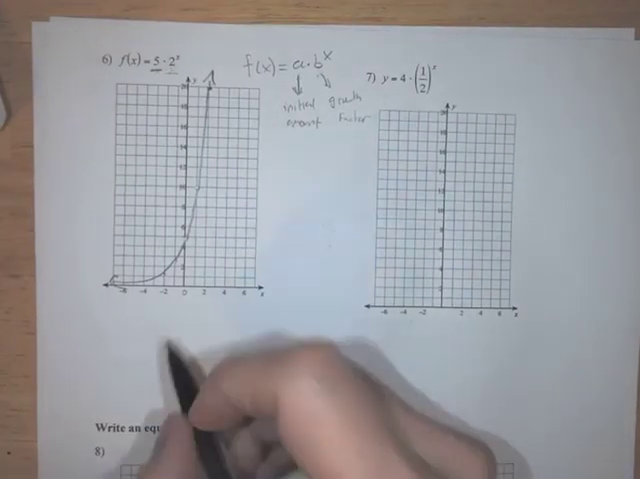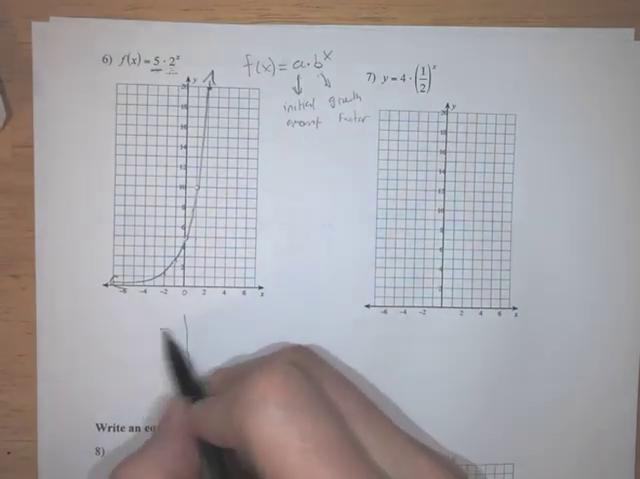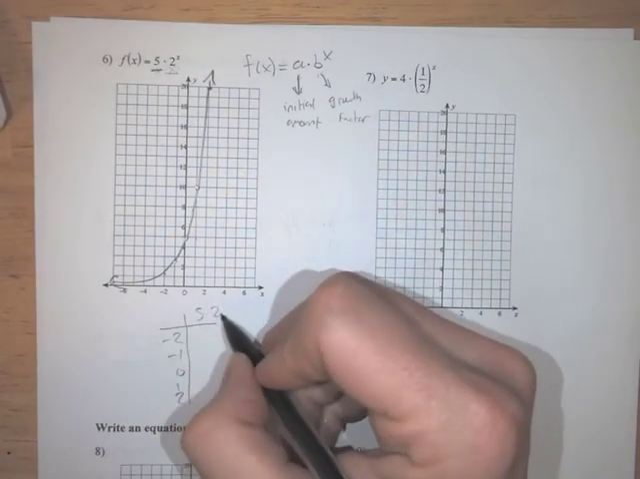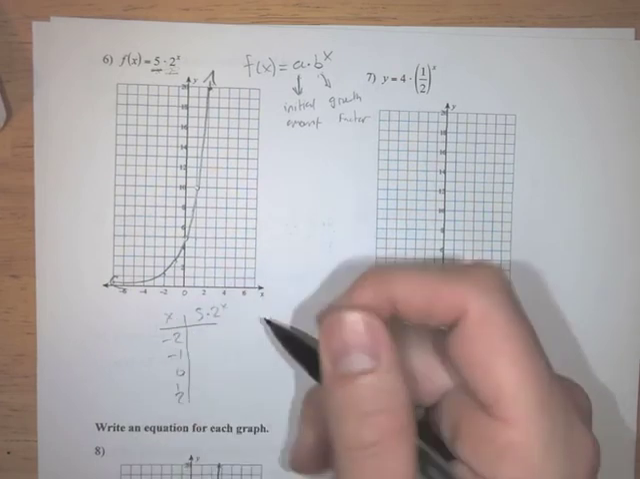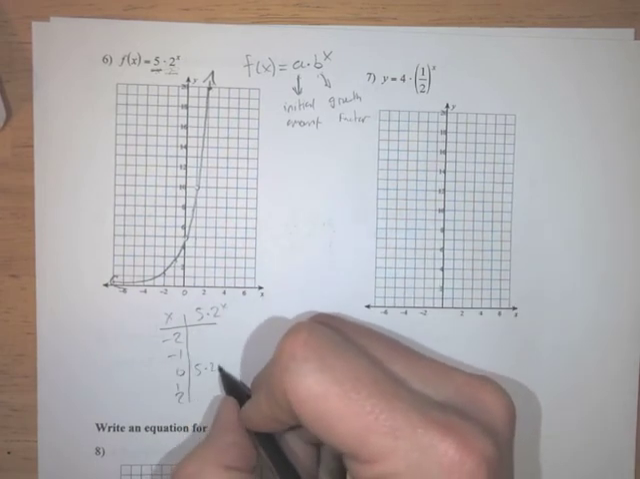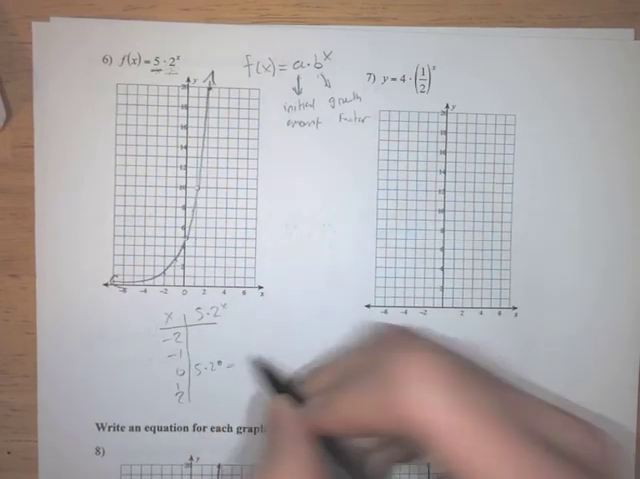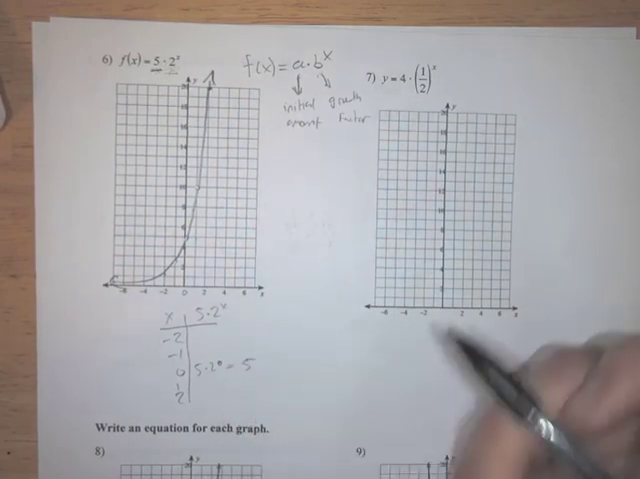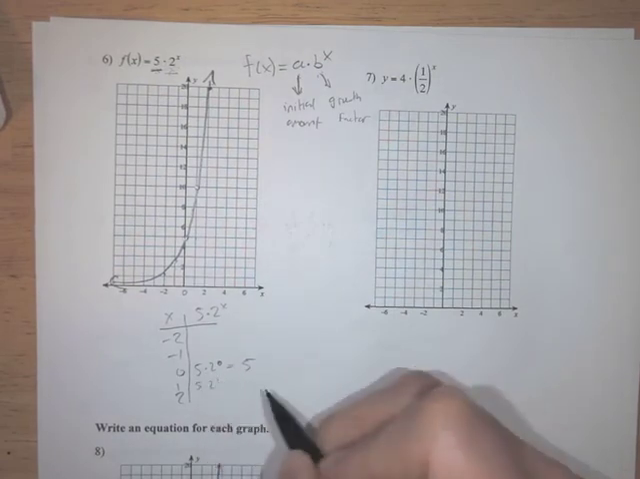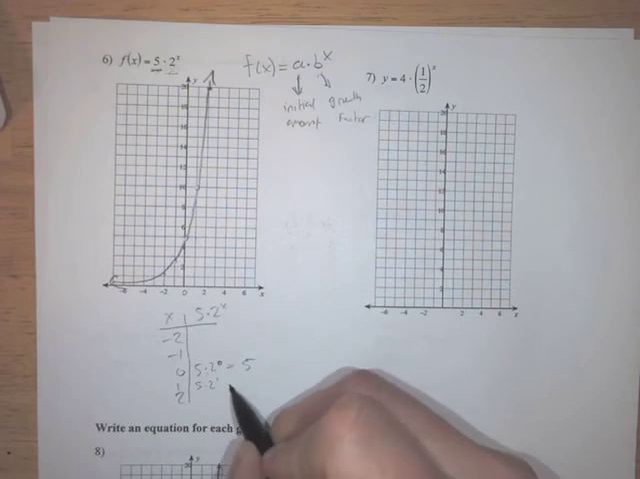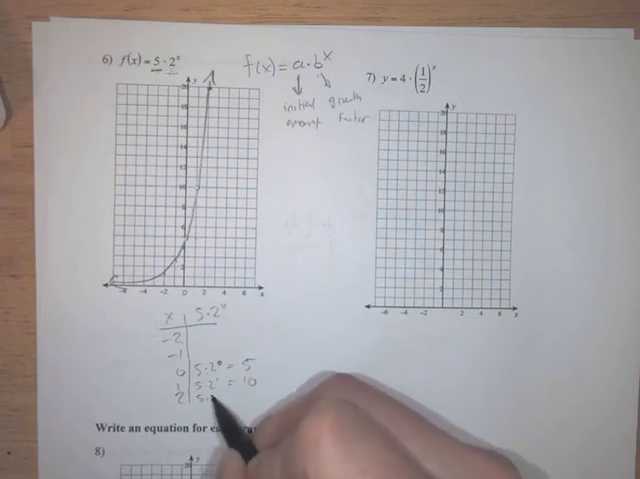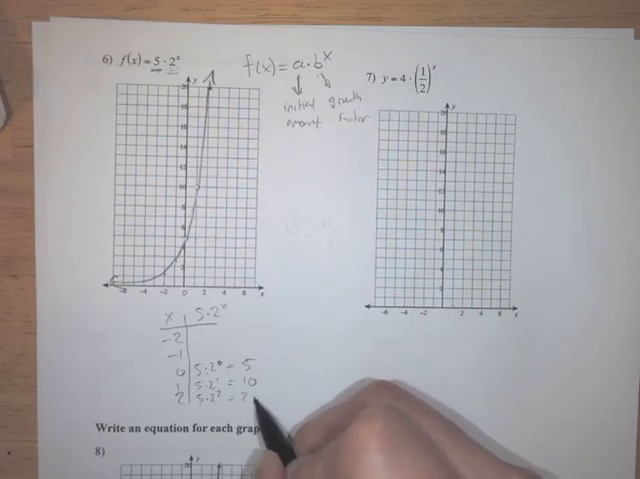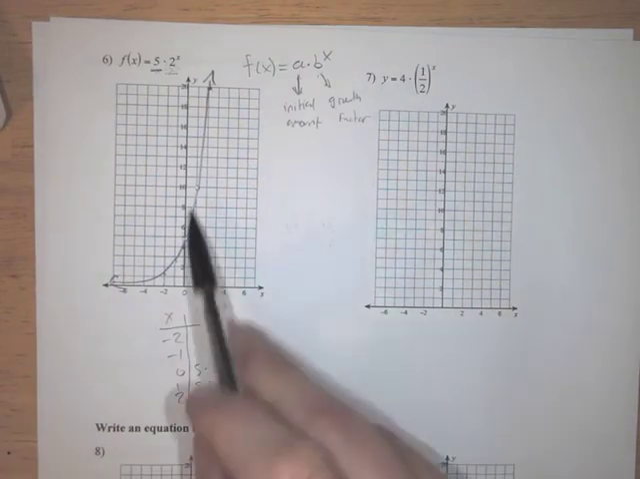Now, if you really wanted to, if you were completely stuck, you can always do this: 5 times 2 to the x. So this would be 5 times 2 to the 0 power. Well, remember, 2 to the 0 power is 1, so I have 5 times 1. 5 times 2 to the 1. Well, 2 to the 1 is 2, so this is 5 times 2. 5 times 2 squared, well, 2 squared is 4, so 5 times 4 is 20, and so on.